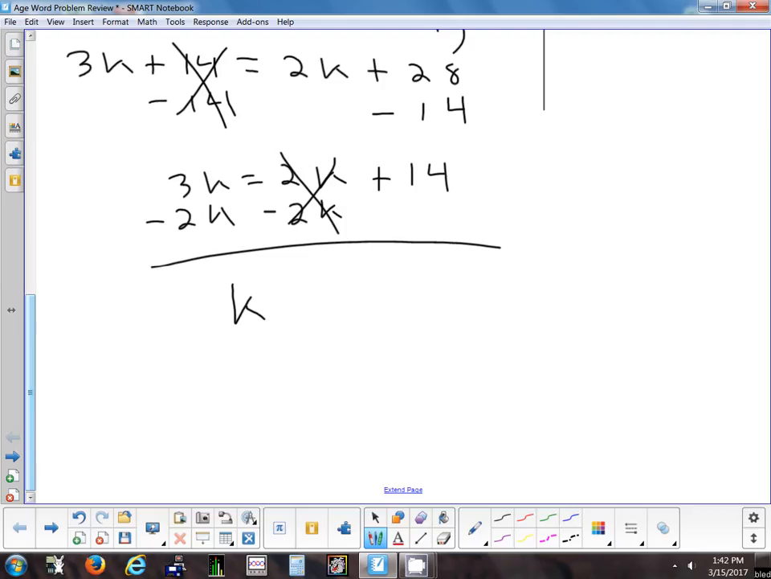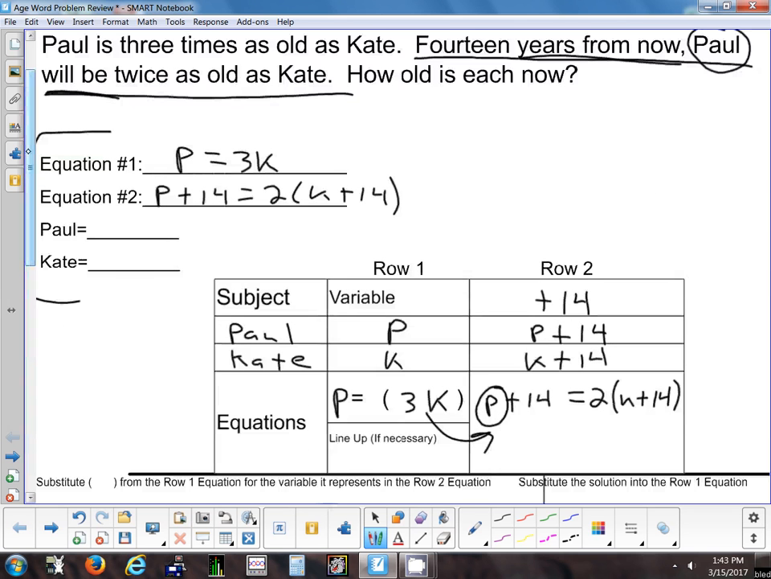Okay, this is the step where you would have to divide to get K by itself if there was a number in front of it. But there isn't. So we get K equals 14. Okay, so once you get that answer, don't forget to go back up. Put it on the line. K is 14. Okay, so for this, you'd get 3 out of 4, 3/4 credit for the problem.